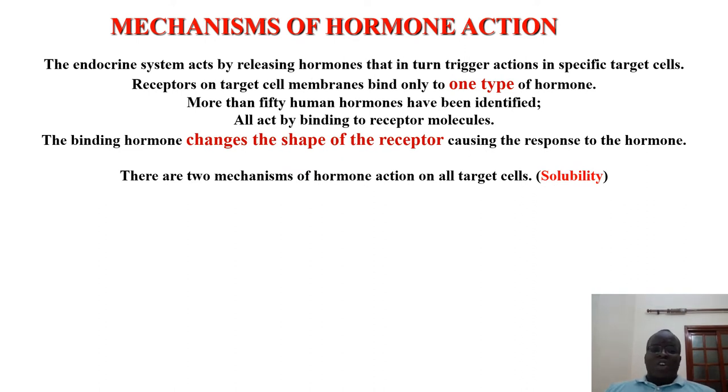The binding hormone changes the shape of the receptor, causing the response to the hormone. So when the hormone binds to the receptor, it's going to bring about a change of the receptor. When there is a change in the structure or shape of the receptor, that can now bring about a response to that particular hormone. So there are two mechanisms of hormone action on all target cells.